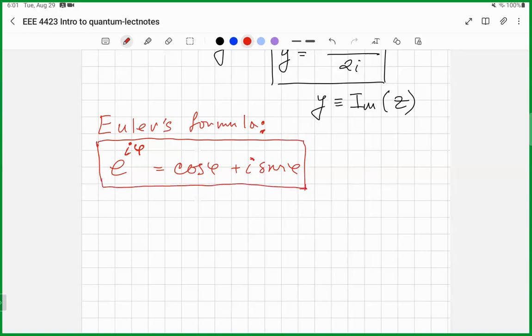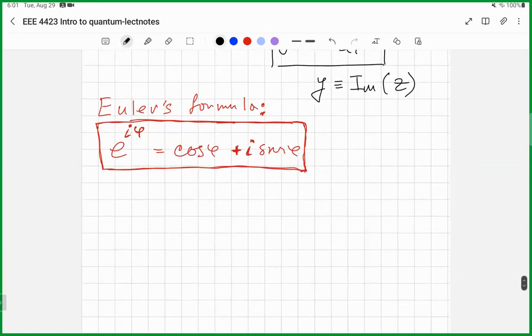In order to prove this formula, we need to use Taylor series, or basically represent cosine and sine as a series by the power, and then compare it with the same series for the exponential function. So we are not going to do that now, but here is the formula, and the formula is very important for quantum, of course, and for engineering.